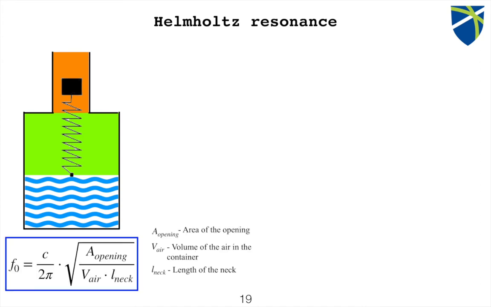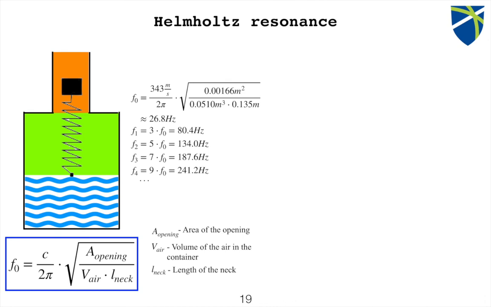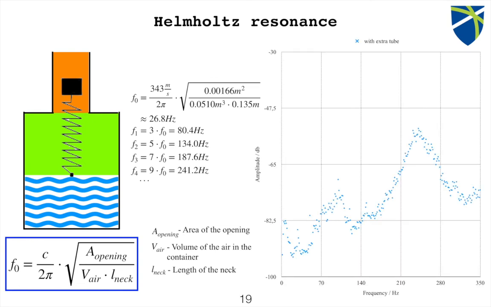This Helmholtz resonance can be calculated by this formula with the speed of sound, the area of the opening, the volume of air inside the bottle, and the length of the neck. If we plug in the dimensions of our experimental setup into the formula up there, we can calculate the different frequencies and harmonics. And when we look at the plot, we see that we hit two of these harmonics with our peaks, and we see that this model is valid.